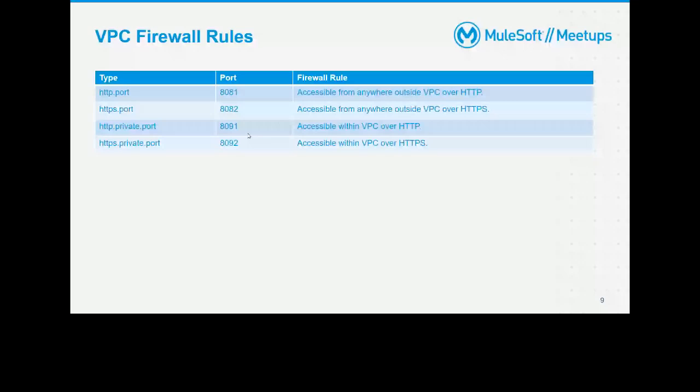Then you should have a question: if I'm deploying my application and I want to access it on port 8091 and 8092, how can I access that application publicly? The solution is a dedicated load balancer. We are going to create a dedicated load balancer to access the application which is deployed within the VPC.